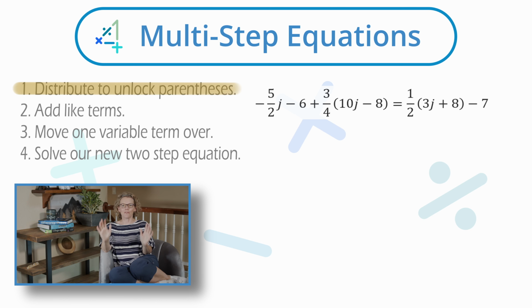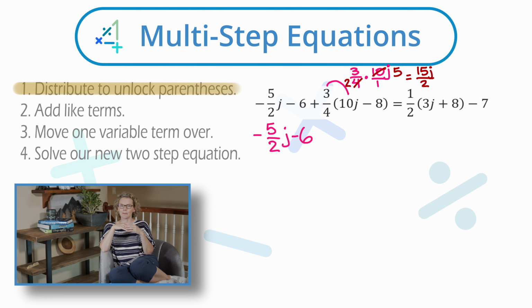Let's distribute first. Copy down the -5/2 j minus 6, then distribute 3/4 to 10j. We are multiplying 3/4 times 10j. Put the 10 over 1 and slash what we can. 4 and 10 are both divisible by 2, for a 2 here and a 5 here. Multiply across the top and bottom for 15/2 j.